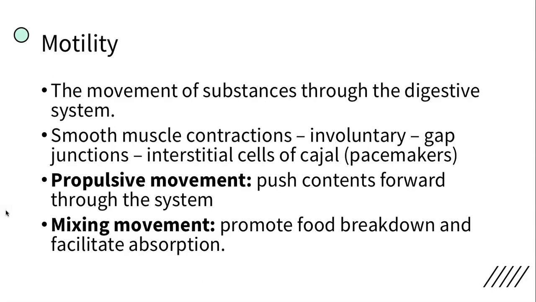And they also have their own set of pacemaker cells, the interstitial cells of Cajal. And they're just the pacemaker cells of the smooth muscle contraction in the digestive system. So there's two types of movement. There's propulsive movement, which is just when you're pushing contents forward throughout this tube, which is your digestive system, basically. And then there's mixing movement, which promotes food breakdown and facilitates absorption.